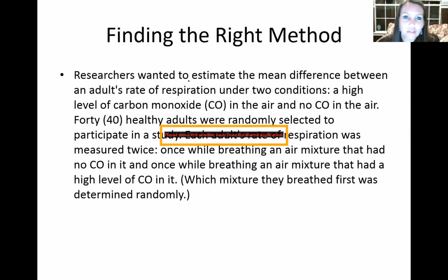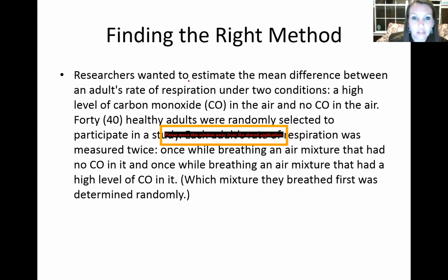Researchers wanted to estimate the mean difference between an adult's rate of respiration under two conditions: a high level of carbon monoxide in the air and no carbon monoxide in the air. 40 healthy adults were randomly selected to participate in a study. Each adult's rate of respiration was measured twice, once while breathing an air mixture that had no carbon monoxide in it, and once while breathing in an air mixture that had a high level of carbon monoxide in it. Which mixture they breathed first was determined randomly.